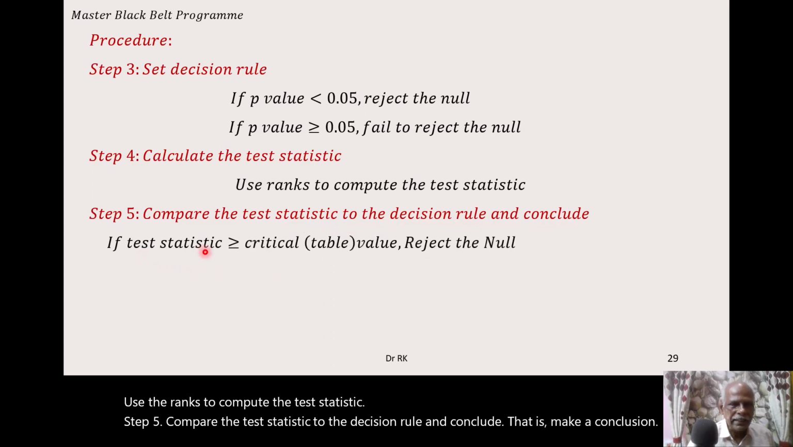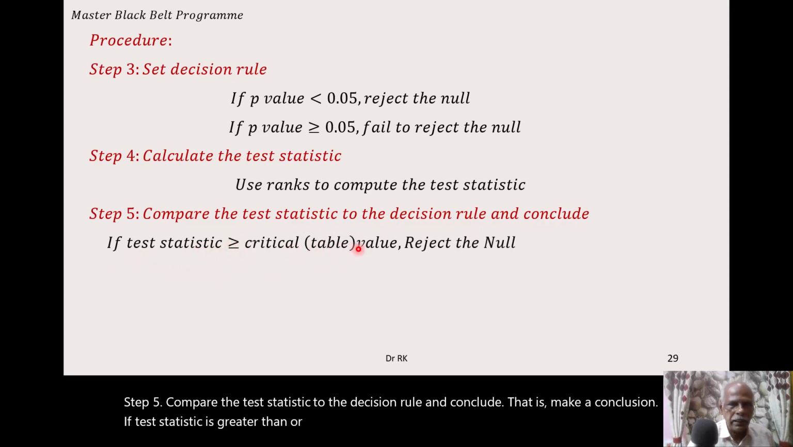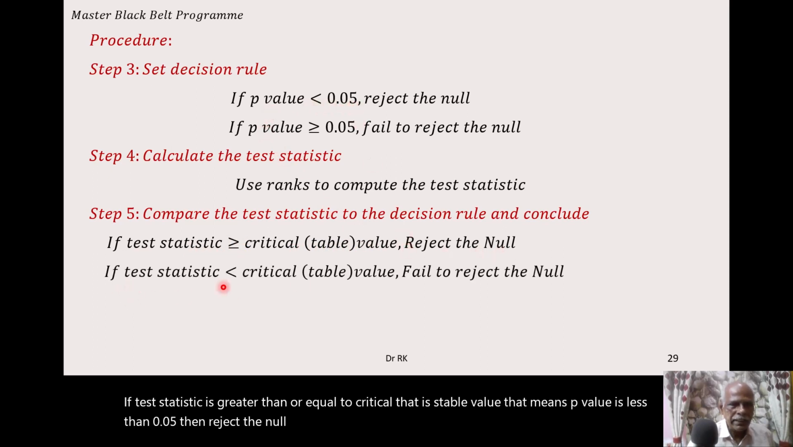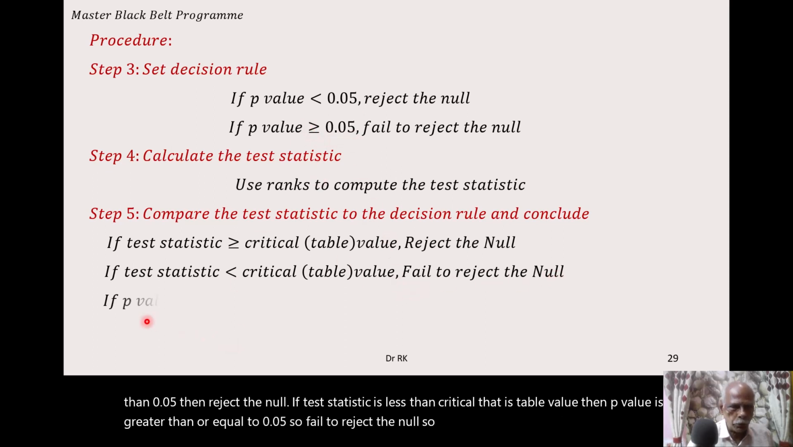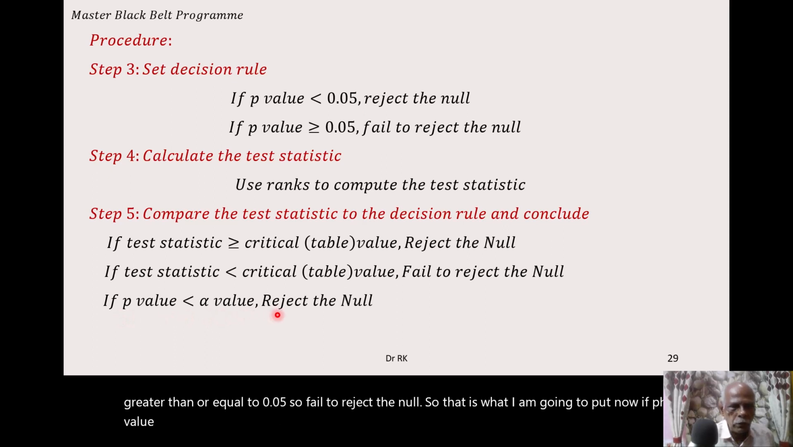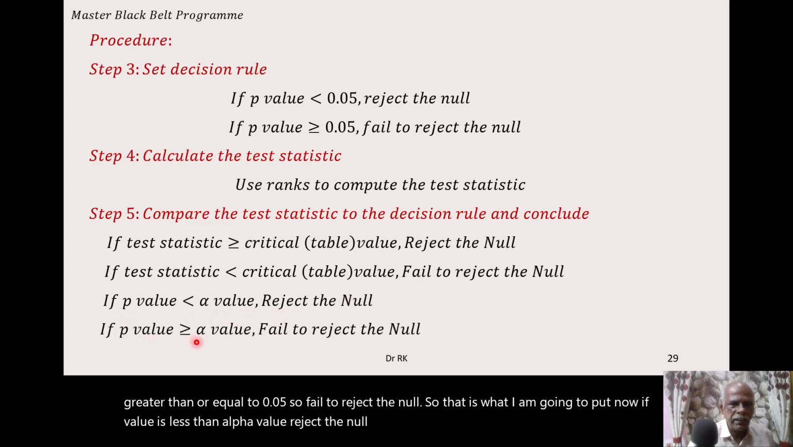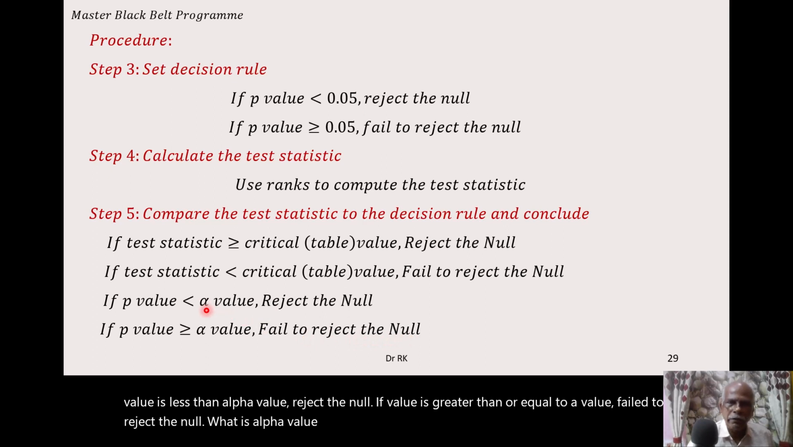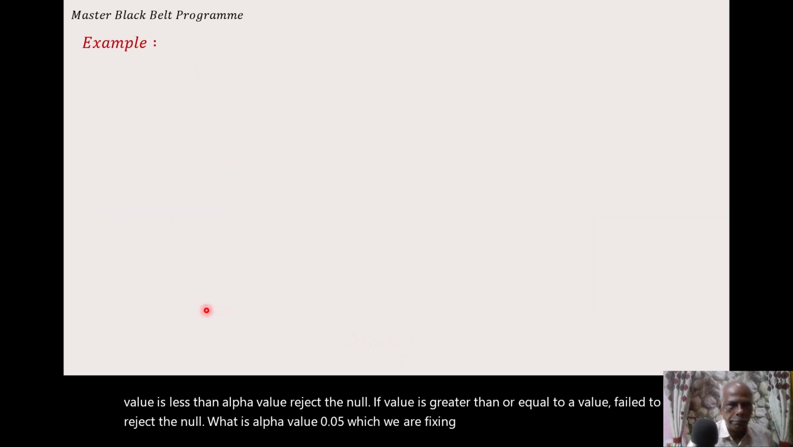If test statistic is greater than or equal to critical, that is table value, that means p-value is less than 0.05, then reject the null. If test statistic is less than critical, that is table value, then p-value is greater than or equal to 0.05, so fail to reject the null. So that is what I am going to put now. If p-value is less than alpha value, reject the null. If p-value is greater than or equal to alpha value, fail to reject the null. What is alpha value? 0.05, which we are fixing in step 1.